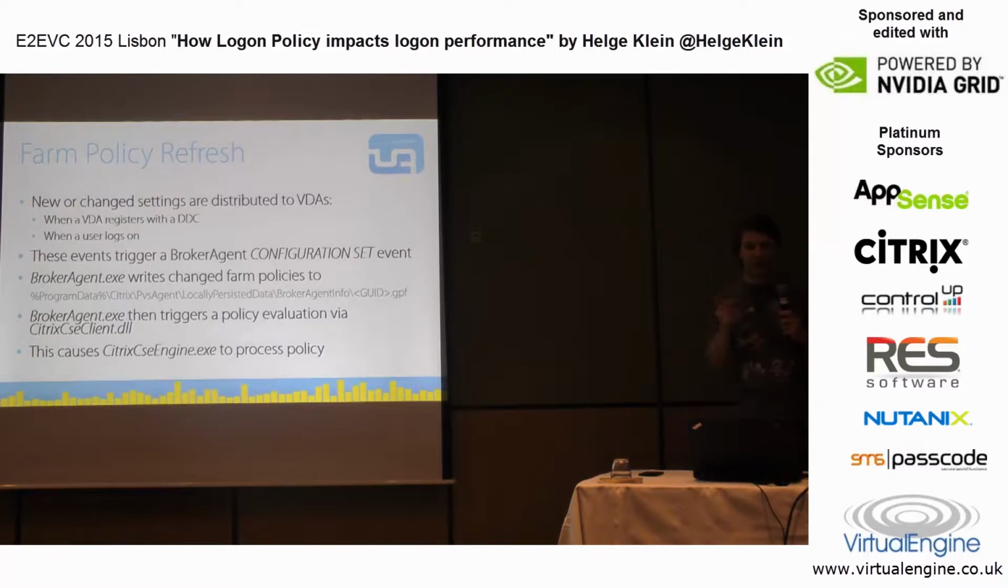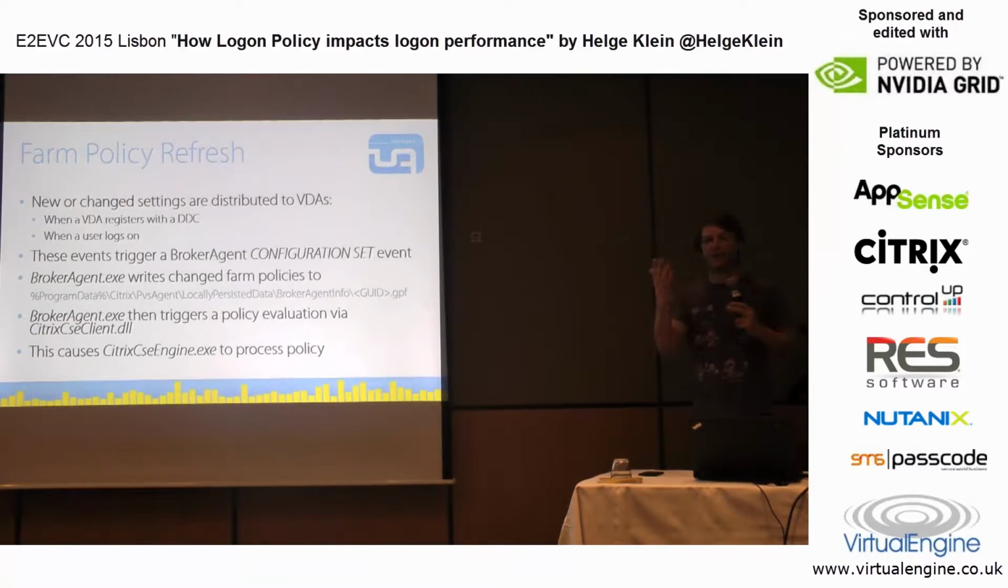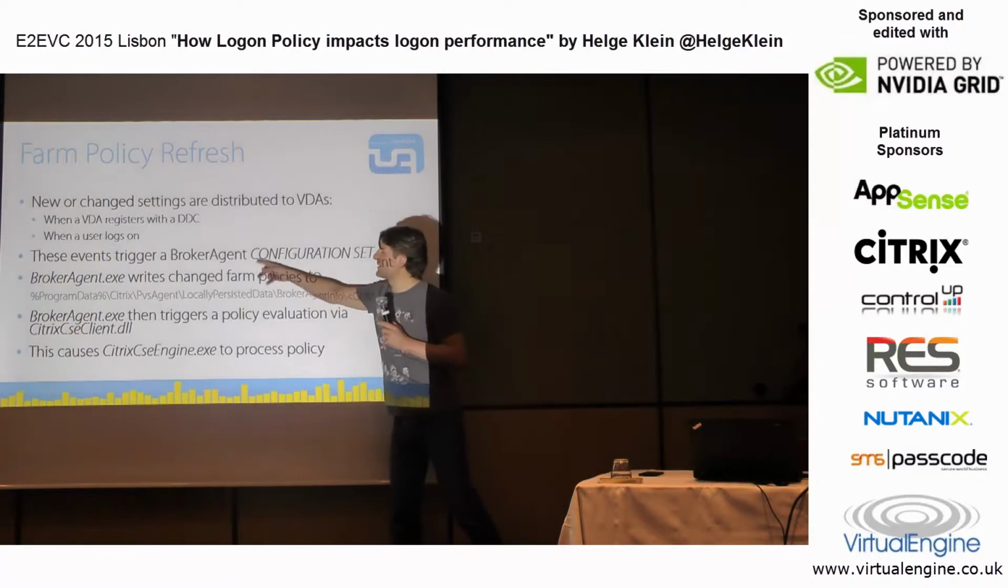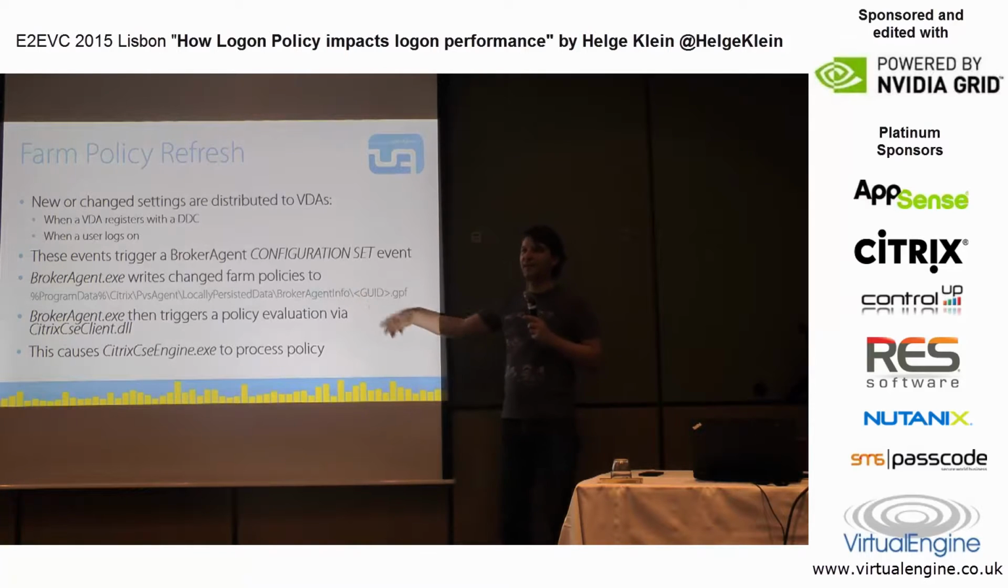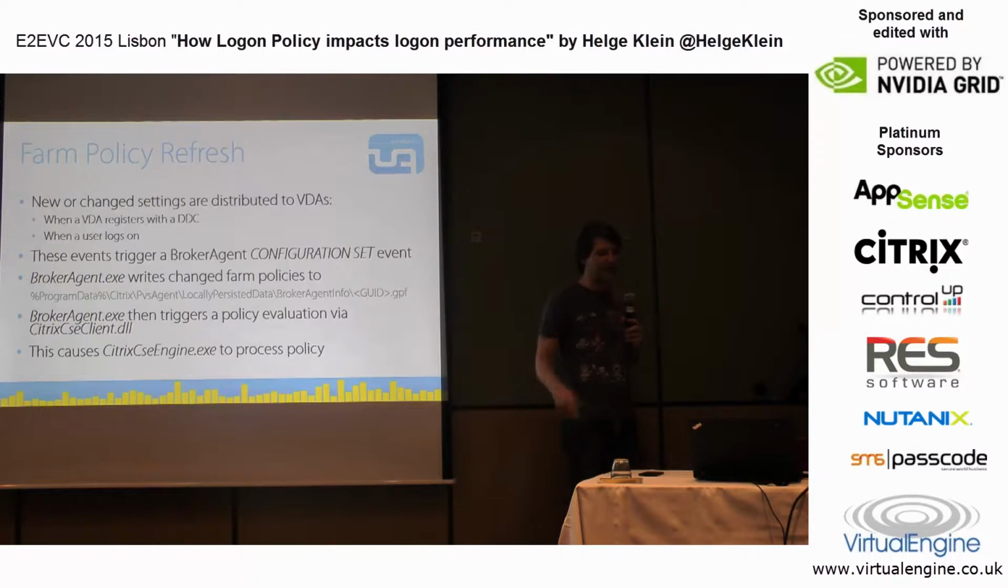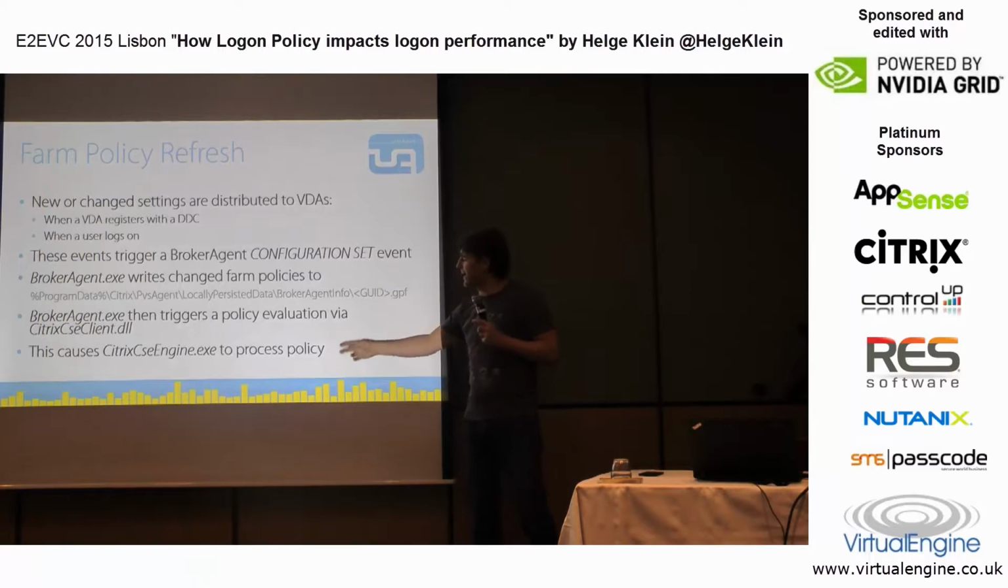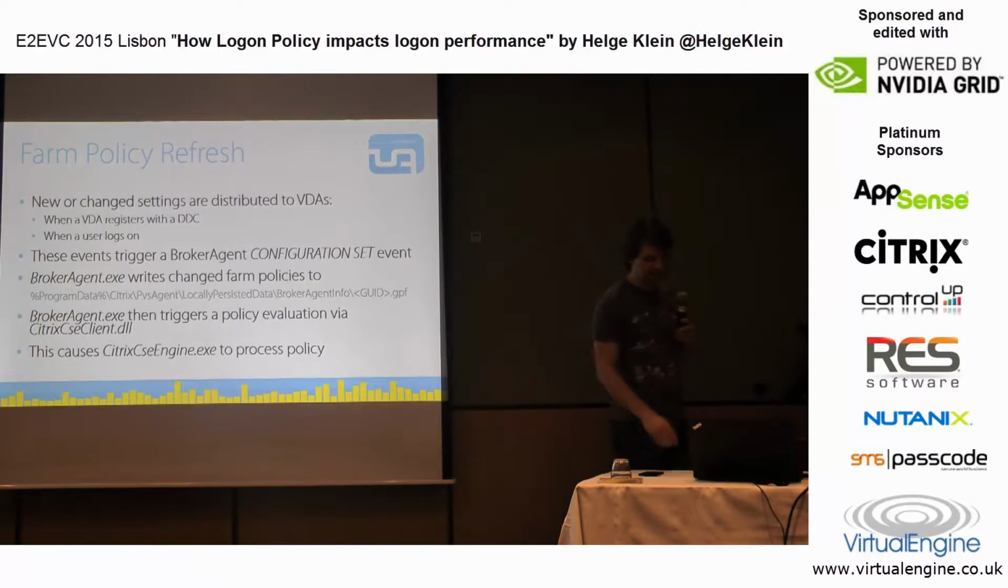First of all, that happens when either the VDA registers with the DDC or when a user logs on. At that point in time the client fetches the new settings, and that works by the broker agent fetching settings from the farm, from the database, and writing that to a certain location in the file system where they're cached for later reuse. And then you have the Citrix group policy engine service that later takes those cached settings and processes them.